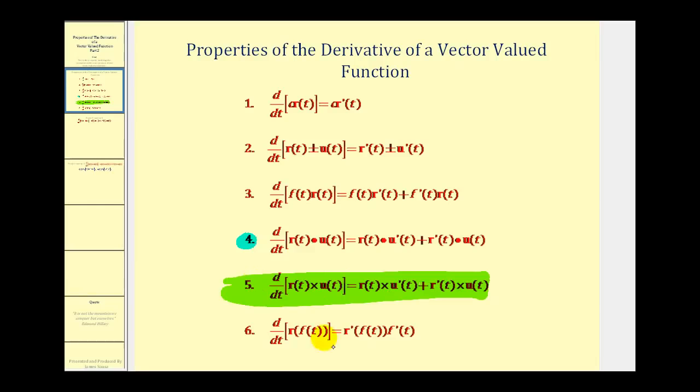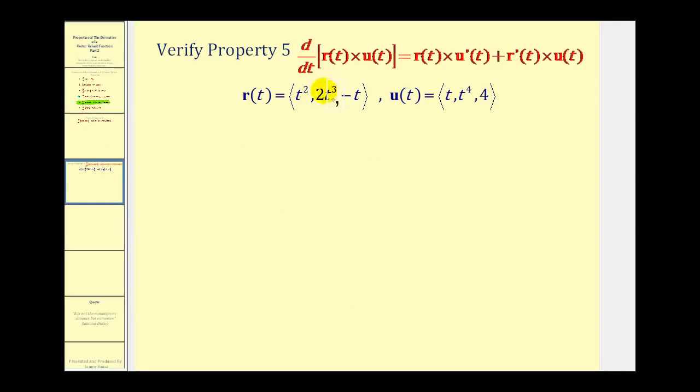two different vectors. This tells us that the derivative of the cross product of vector-valued function r and u is equal to r crossed with the derivative of u plus the derivative of r crossed with u. So again, we're not going to show the proof, but we will show verification with an example in this video. So what we'll do on this screen is find the derivative of the cross product using these two vectors, and then on the next screen we'll determine the right side of this equation and make sure that they're both equal to each other. So let's start by finding r crossed with u.